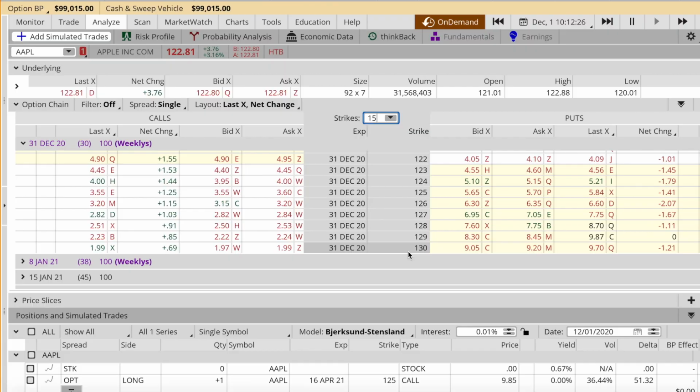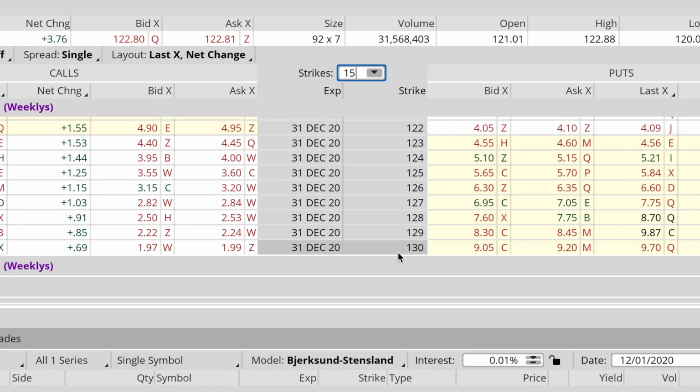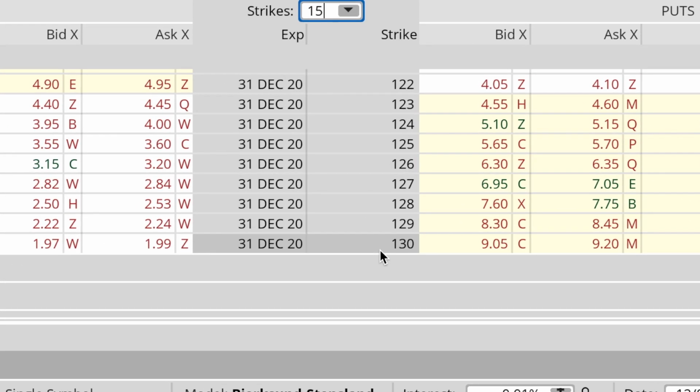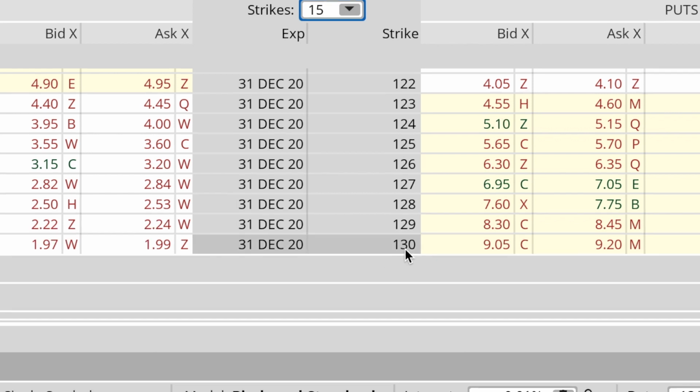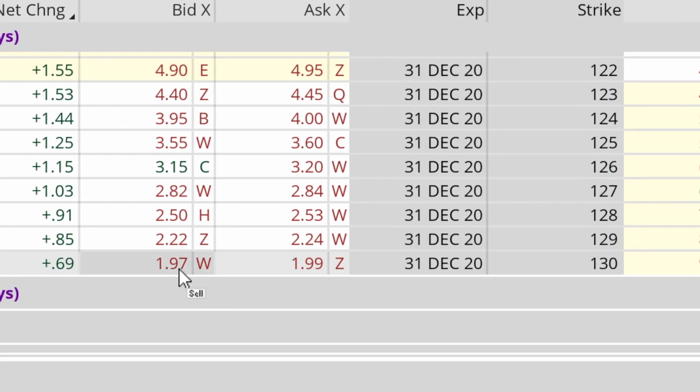Let's look at selling a call contract on Apple for the end of the month here in December. Let's look at selling the $130 option contract. It expires December 31st, which is in 30 days. The strike price is $130, and right now it's going for around $2 per share.